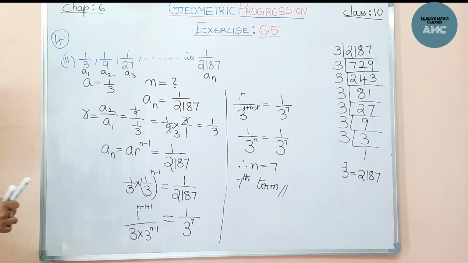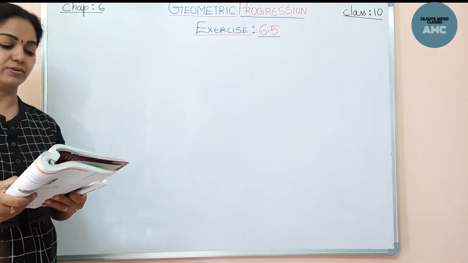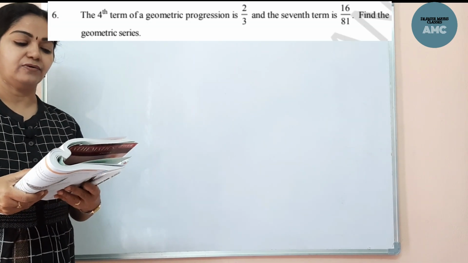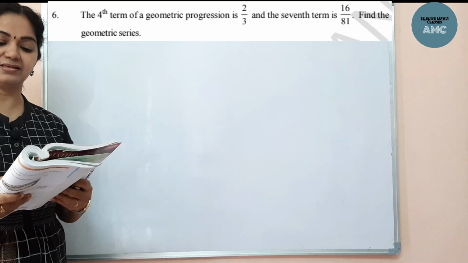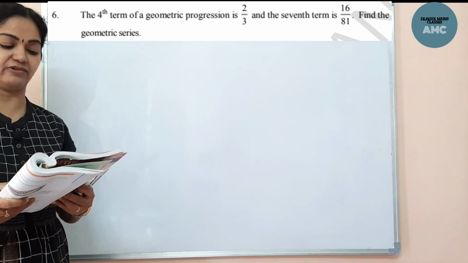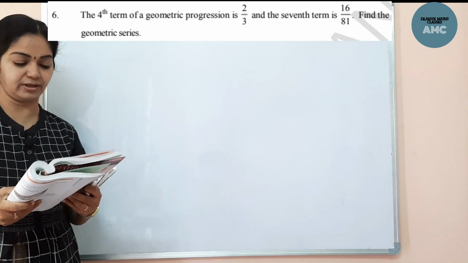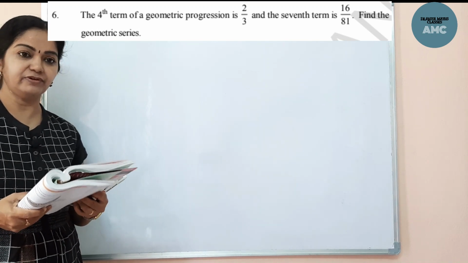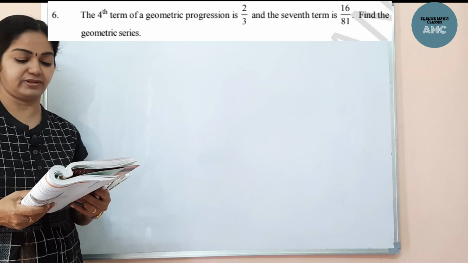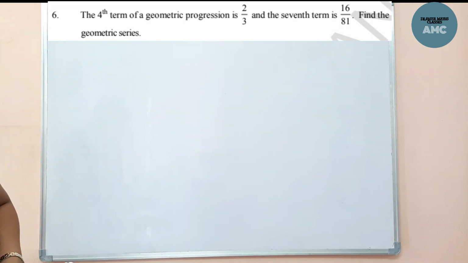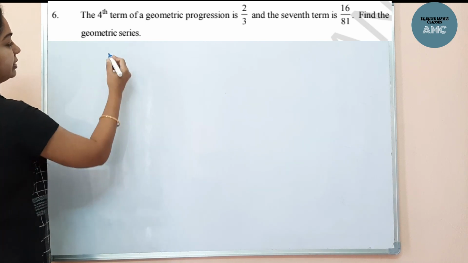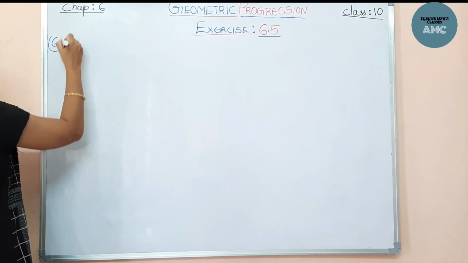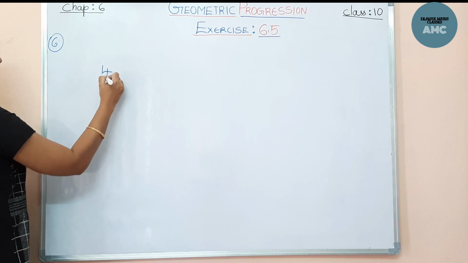Likewise there are other problems in the same exercise. Continue with the 6th problem. The 4th term of a geometric progression is 2 by 3, and the 7th term is 16 by 81. Find the geometric series. Okay, we have to find the GP given the 4th term and the 7th term. Now, this is the 6th problem, and the 4th term is given.